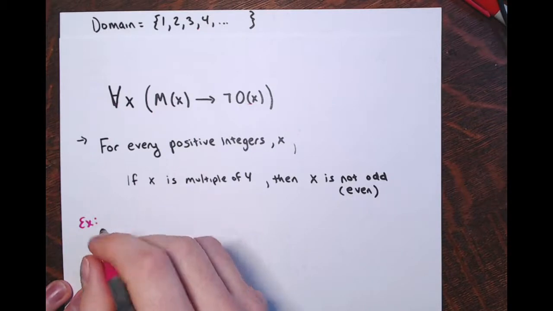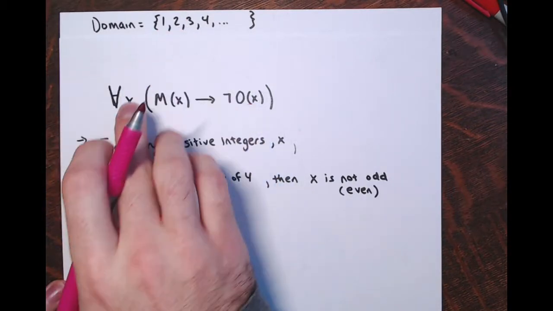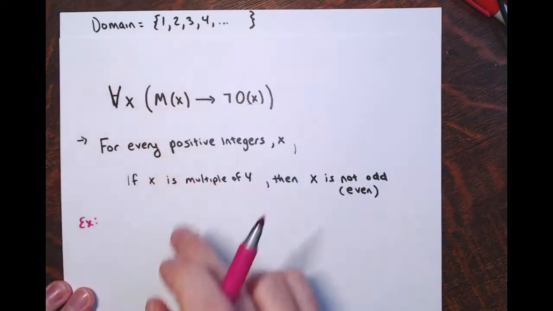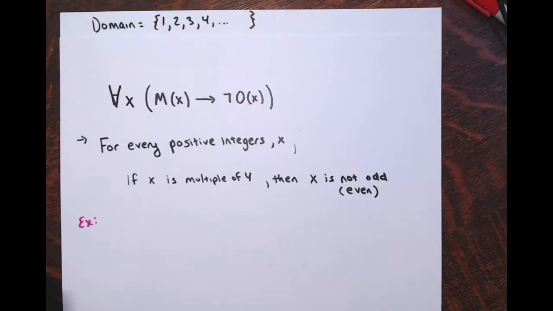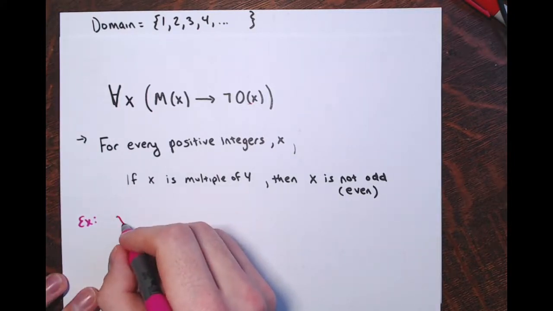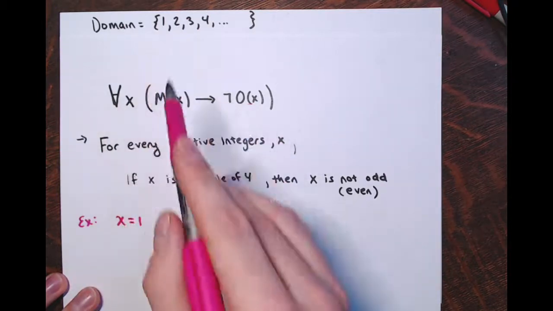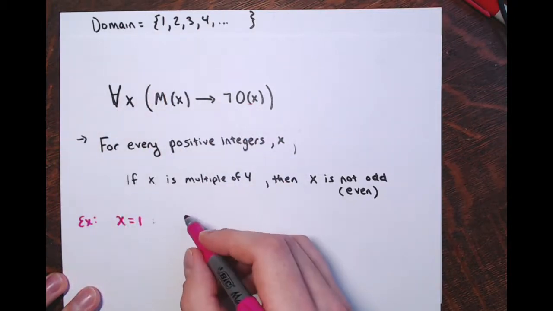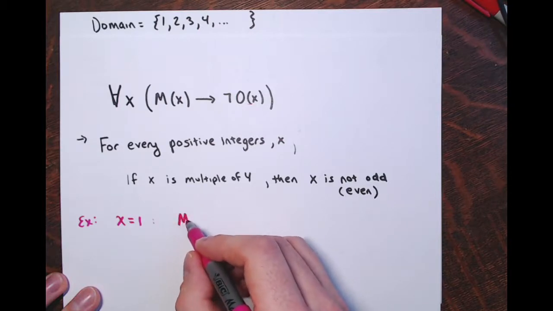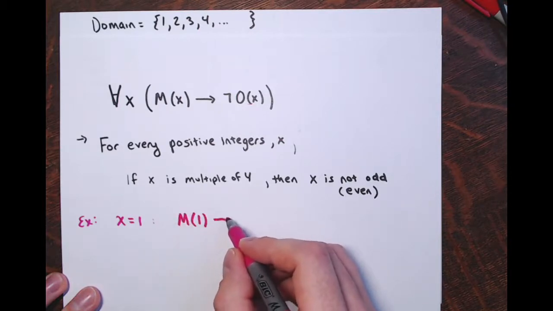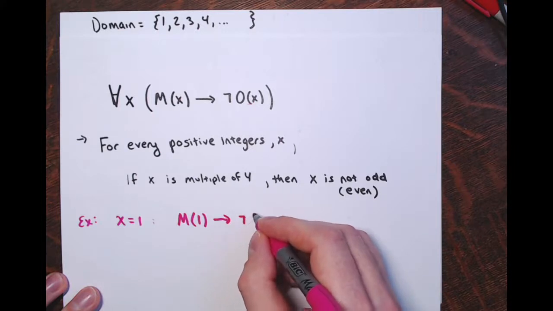Now again, in order to prove that it's true, we'd have to go through every integer. There's no way I could possibly write that out. So again, the more formal proofs and how to actually construct proofs, we're going to do in chapter 2. I'm just going to go over several examples right now. So again, I'll start off with this is for every positive integer. So I'll start off with 1. Then look at the statement. M of 1 implies not O of 1.